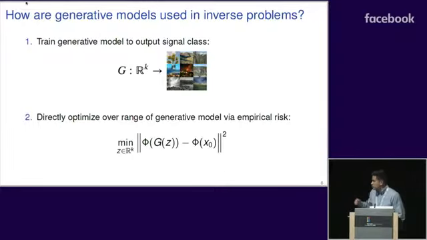You can directly optimize over the range of your generative model via empirical risk minimization. I want you to notice a couple things about this objective function. The first is that we're optimizing over the input to the generative model. Also, due to the nonlinearity of the generative model, this is going to be a non-convex optimization problem. In addition, I stated it with a generic phi map here, so this formulation is actually quite versatile, allowing the use of a lot of different measurement modalities.